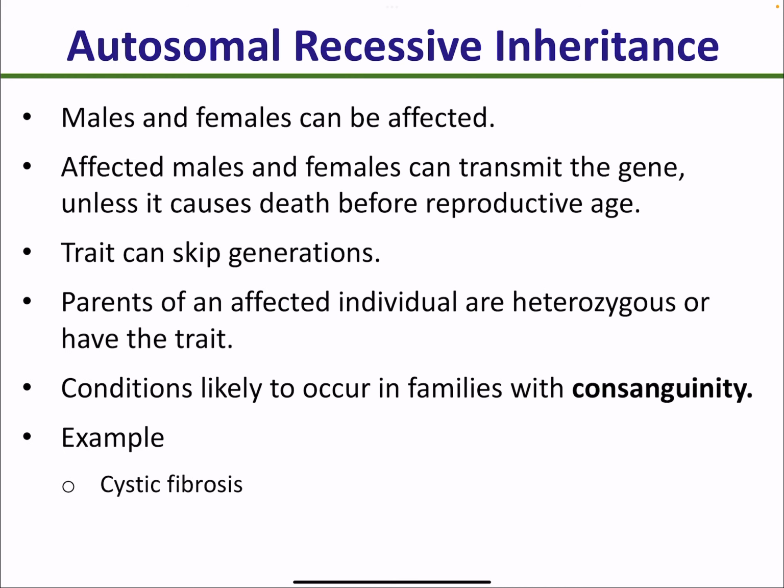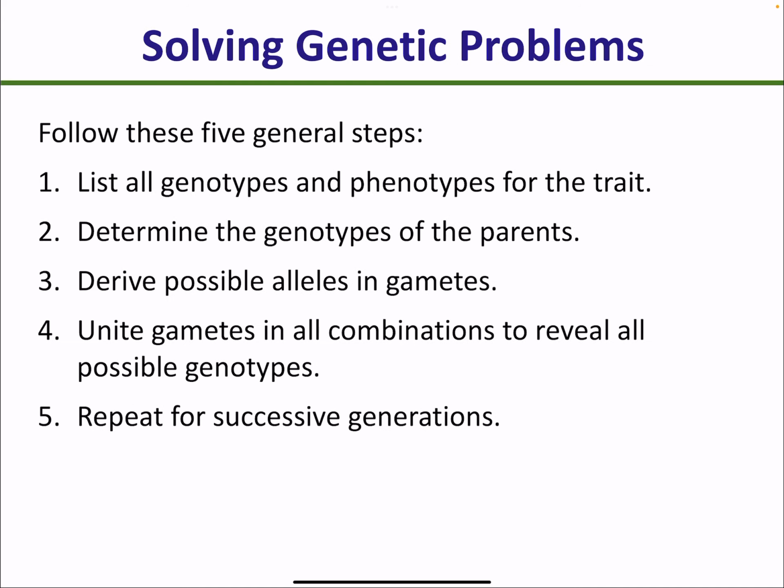Now, on the other hand, in autosomal recessive inheritance, males and females are going to be affected equally, right? It can skip one generation. I already mentioned that, right? Parents of an affected individual are heterozygous or they have the trait, right? The highest chance of seeing offspring with the disease is when there is consanguinity. Okay, a good example of a recessive disorder is cystic fibrosis.